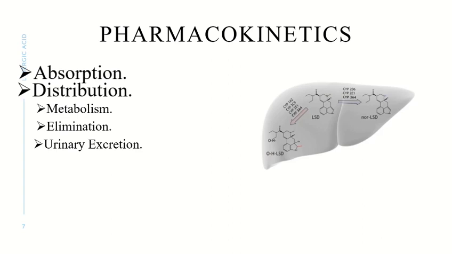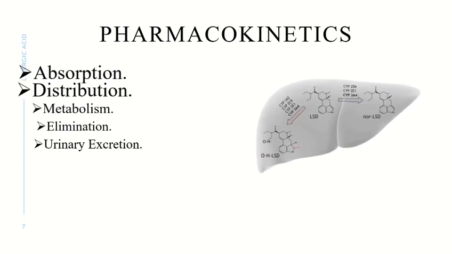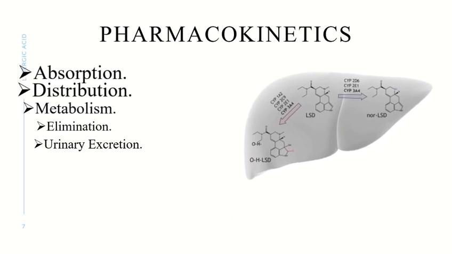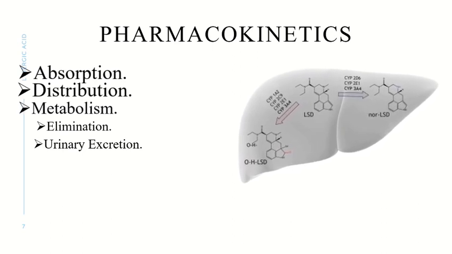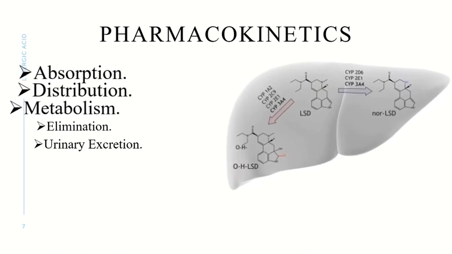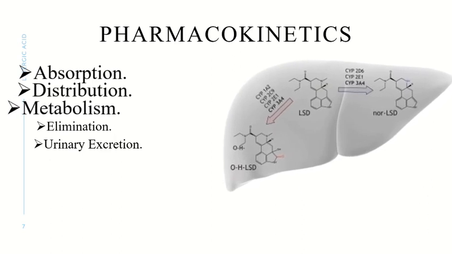LSD undergoes hepatic metabolism, primarily by the enzyme cytochrome P450 2D6, CYP2D6. The major metabolite of LSD is 2-oxo-3-hydroxy-LSD, which is formed through oxidation and hydroxylation. However, the metabolism of LSD is relatively complex, and other metabolites can be produced as well.